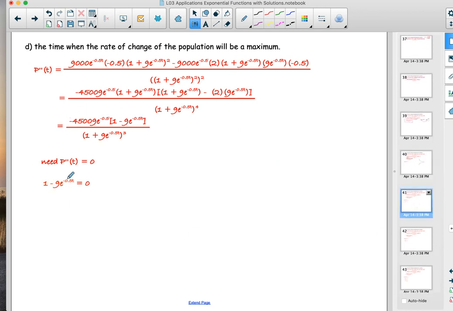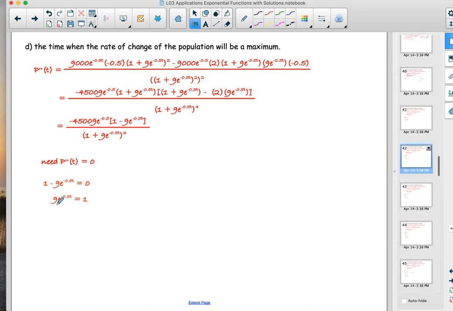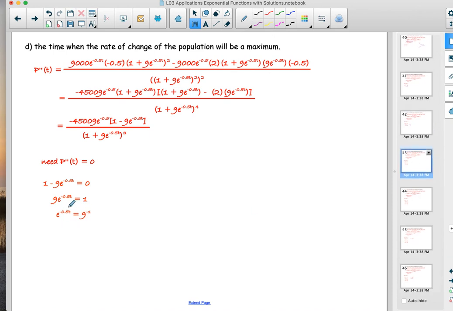So when is 1 minus 9 e to the negative 0.5t equal to 0? We can bring that to the other side. So when is 9 e to the negative 0.5t equal to 1? Bring this to the other side by division. It'd be 1/9, but I'm going to write that as 9 to the negative 1. So when is e to the negative 0.5t equal to 9 to the negative 1?